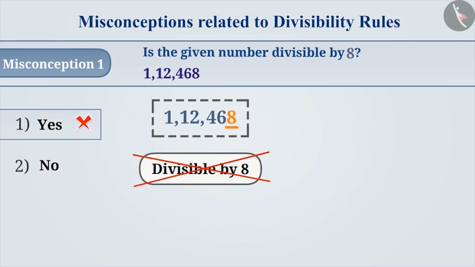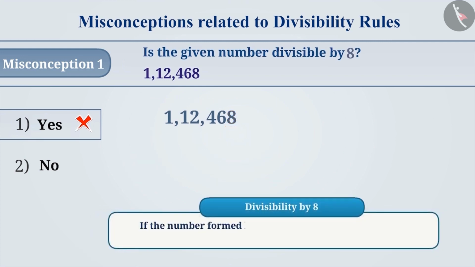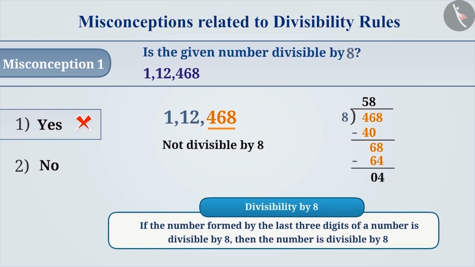The correct understanding is that there are different rules for divisibility by numbers. The rule of divisibility by 8 is: if the number formed by the last 3 digits of a number is divisible by 8, then the number is divisible by 8. The number formed by the last 3 digits of the given number is 468. By dividing this number by 8, we get the quotient 58 and the remainder of 4. So, the number 468 is not divisible by 8. Therefore, the given number is also not divisible by 8.